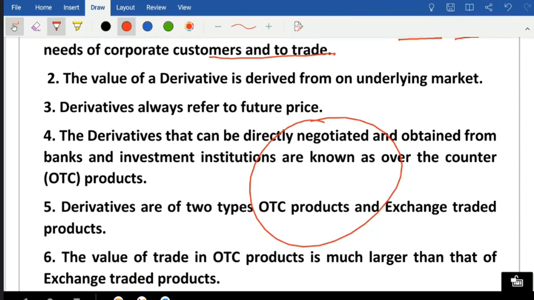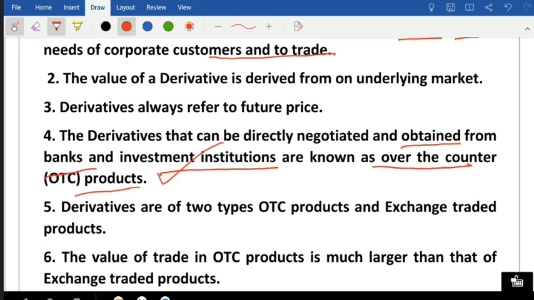And derivatives always refer to the future price. That means we trade in future also. The derivative that can be directly negotiated and obtained from banks and investment institutions are known as over-the-counter product. That means we don't go to the counter, we don't go to the stock exchange market physically. It can be by telephone or some net gateway we can use.